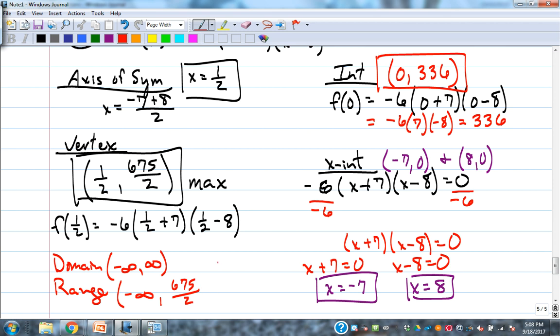Oops. Wrong notation there. Square bracket. Negative infinity up to the y value of the vertex. Because remember, this one opens down, because you got a negative a value. Okay. All right.